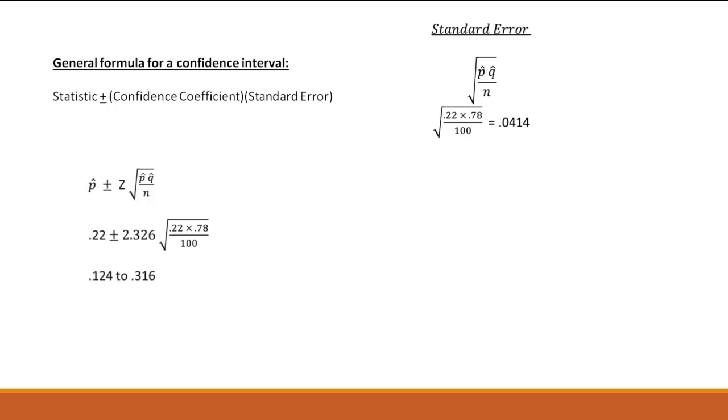Okay, just a reminder here, the standard error. The standard error is just the square root of p hat q hat over n. We've already had that over here, but just as a reminder, if a question asked you for standard error, that's what you would get. And if it asked you for margin of error, you would multiply that standard error by the z value, the confidence coefficient, in this case the 2.326.